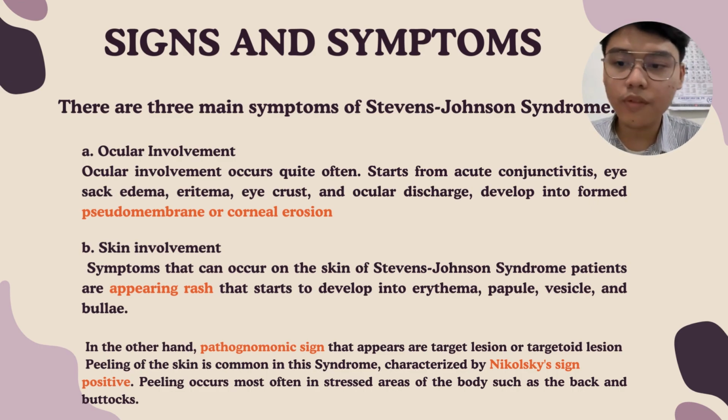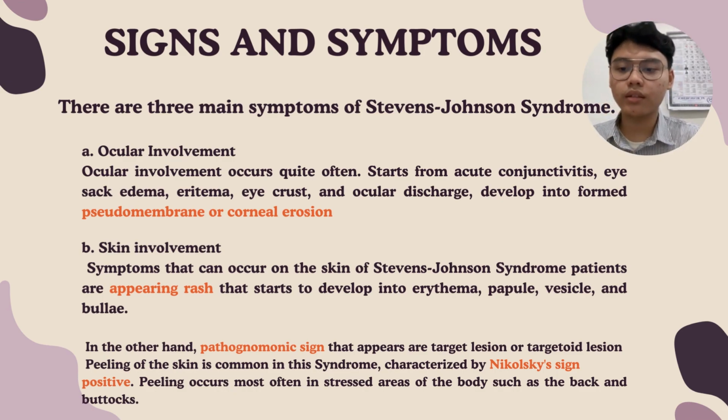The next one is skin involvement. Symptoms that can occur on the skin of Stevens-Johnson syndrome patients are a rash that starts to develop into erythema, papule, vesicle, and bulla. On the other hand, the pathognomonic sign that appears is the target lesion or targetoid lesion. Peeling of the skin is common in this syndrome, characterized by a positive Nikolsky sign. Peeling occurs most often in stressed areas of the body such as the back and the buttocks.